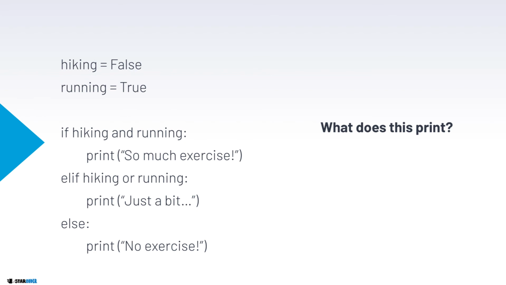Well, it's interesting to note that a lot of these examples can actually be used in, say, real life. So this is where Python can actually help your life or your decisions. So hiking is false and running is true. The first if condition is if hiking and running. Again, and is only true if both hiking and running is true. And since hiking is false, this statement is false. So now we go to elif. Elif hiking or running. If you recall, or only returns true if at least one of the values is true. Since running is true, we can see that this elif statement is true, so we would print just a bit.